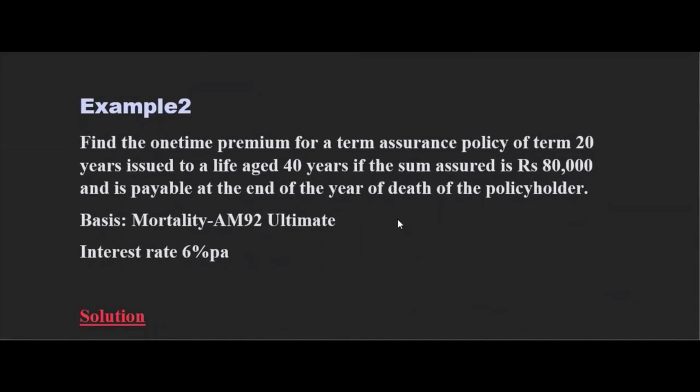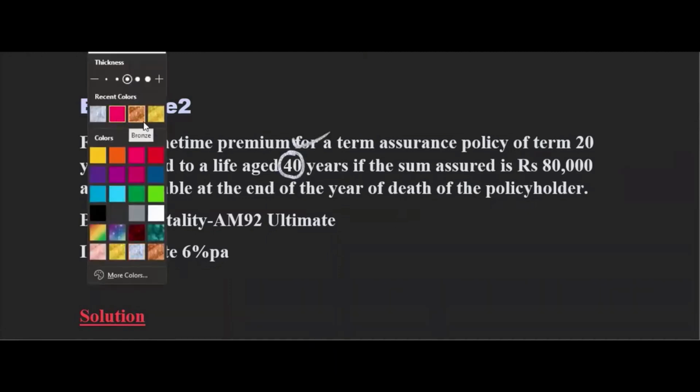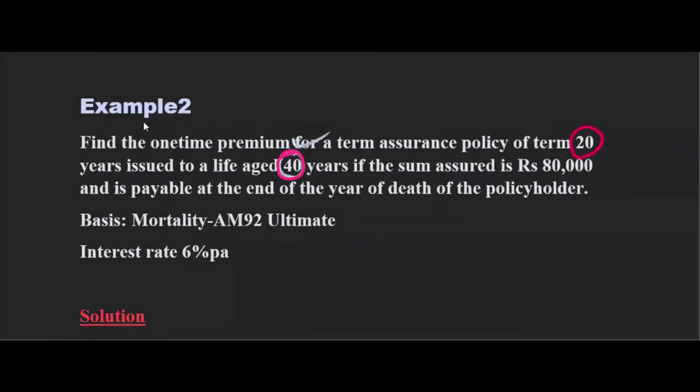Now the next question, if you see one time premium for a term assurance here, find the one time premium for a term assurance policy of term 20 years issued to a life aged 40. So this one will mark 40 here and 20 here, term 20 here, and 80,000 here, AM92 6%. Okay, so let me write the equation of value.